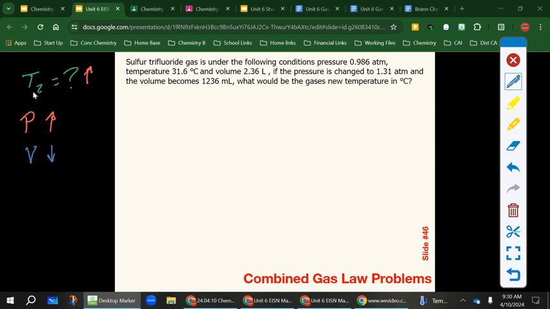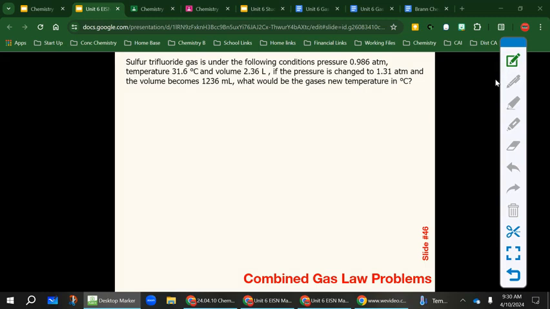The relationship between volume and temperature is a direct relationship. If volume goes down, temperature is going to go down. So, the only way for us to figure out what happens to temperature is to actually do the problem, ladies and gentlemen. We cannot make a prediction. So, let's do the problem.